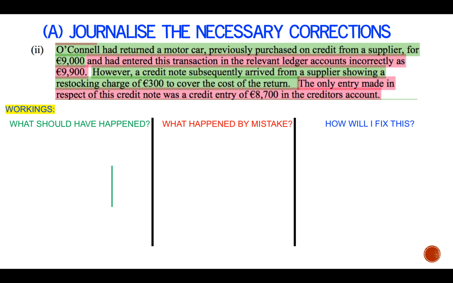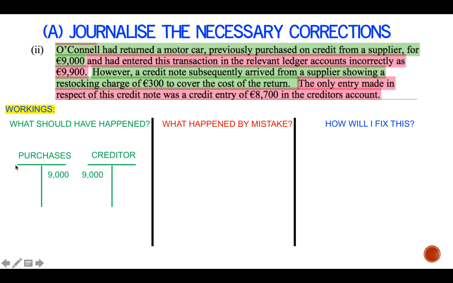And then the last sentence, the only entry made in respect of this credit note was a credit entry of 8,700 in the creditor's account. That happened by mistake, so that is red there. So let's do the green first. The first sentence there, O'Connell had returned a motor car previously purchased on credit from a supplier for €9,000. So purchases €9,000 because that is purchase returns.